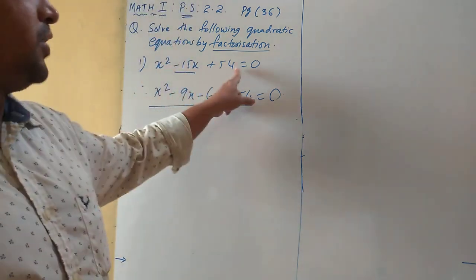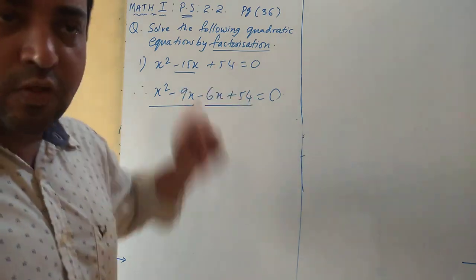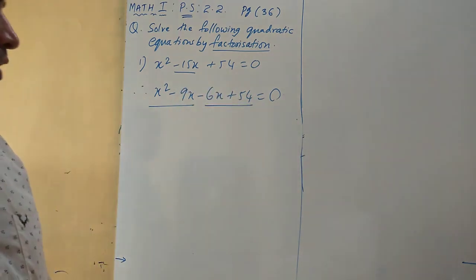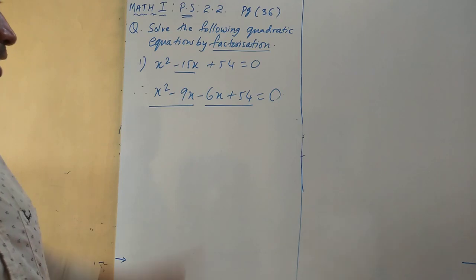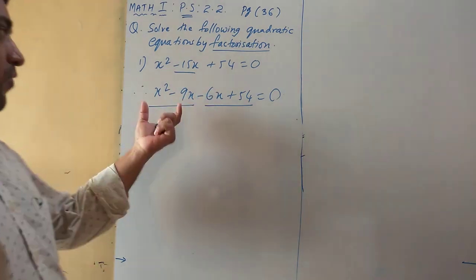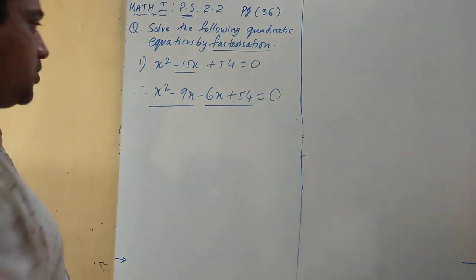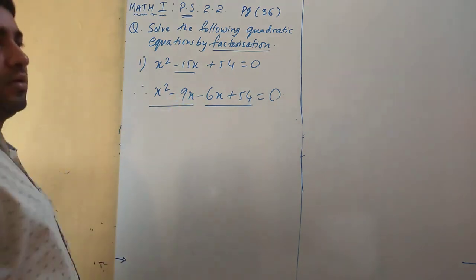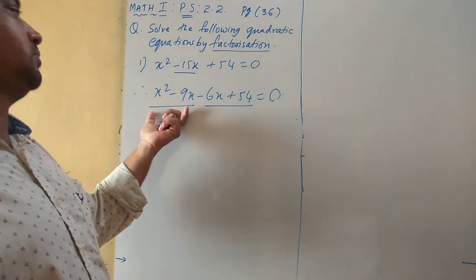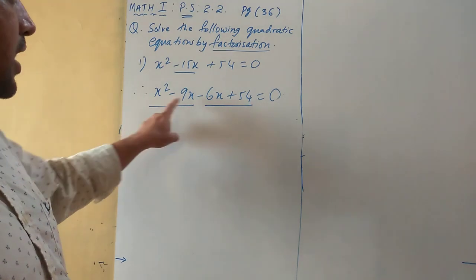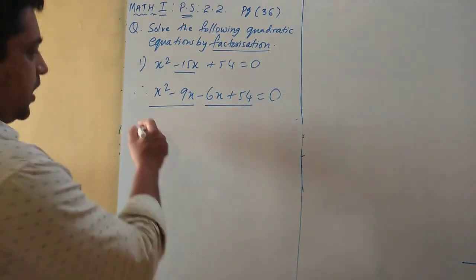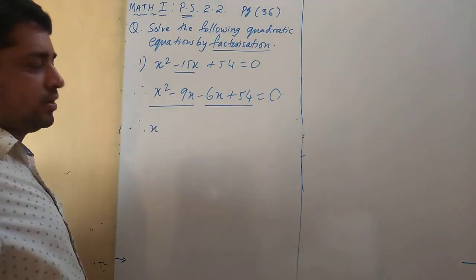So here was a trinomial. I've got a polynomial with 4 terms now. Now I'll try to take the common from one of the pairs. So here you can see if I take these 2 terms, I'm getting x as common. Check, x is present in both. So I'll write it down, x common.